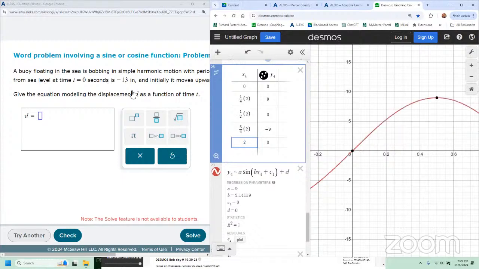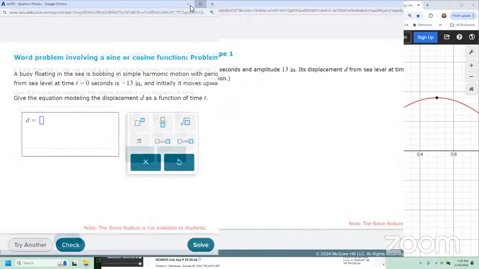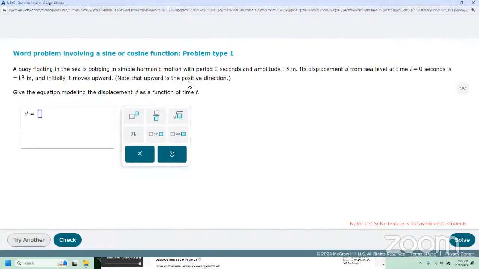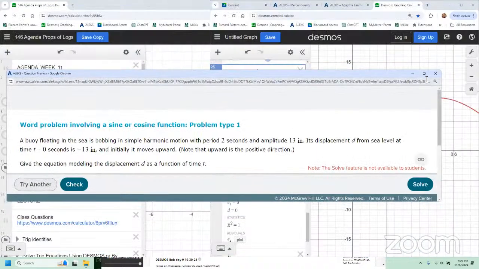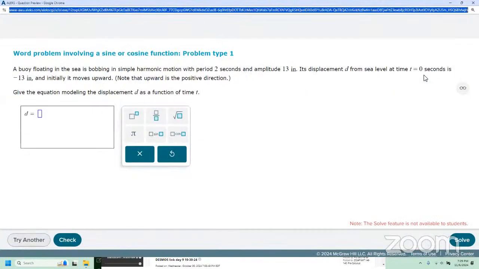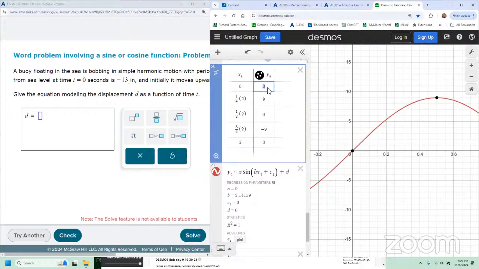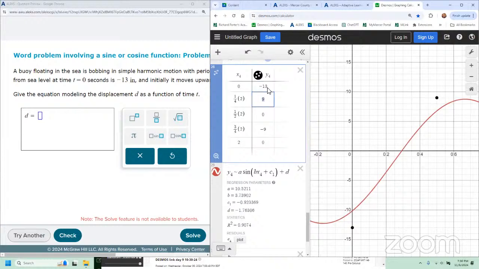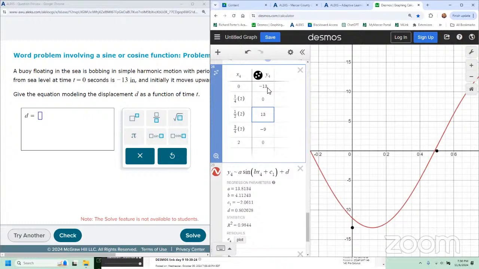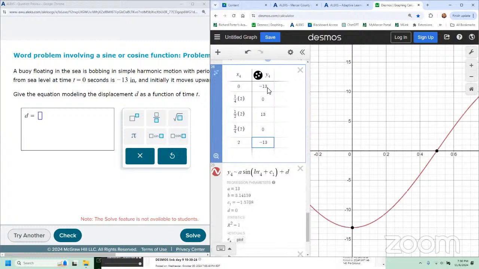Okay, the amplitude is 13, but it initially moves up. Oh, it's starting at 0, it's negative 13. So at 0, it's negative 13. And then it's going up, and it's always going to go up to half to 0. Then it's going to go all the way up to 13. Then it's going to go back to 0. Then down to negative 13. That's what that's saying.